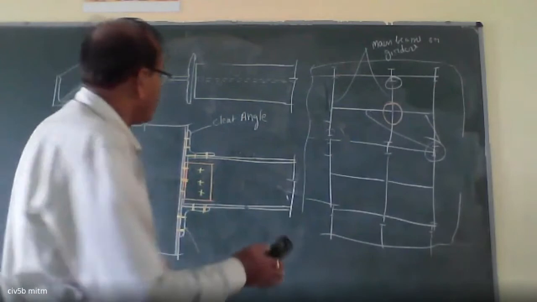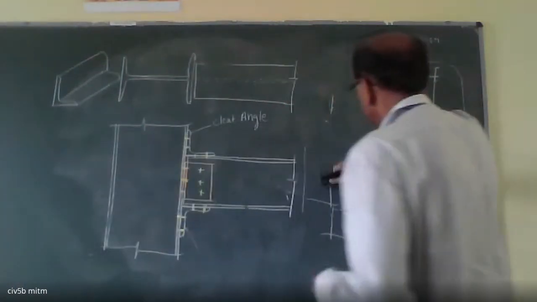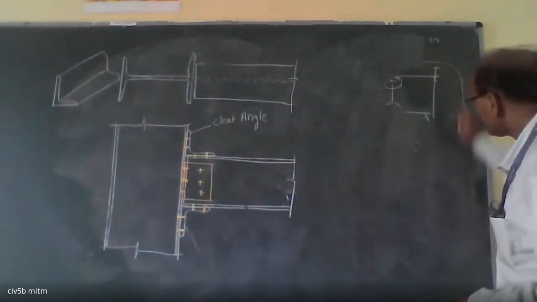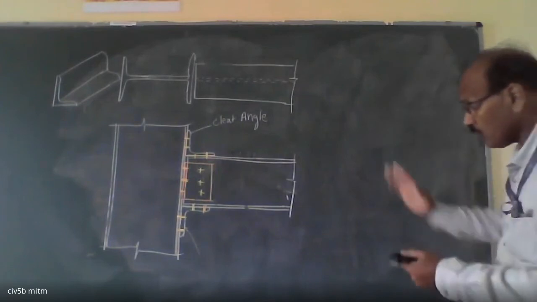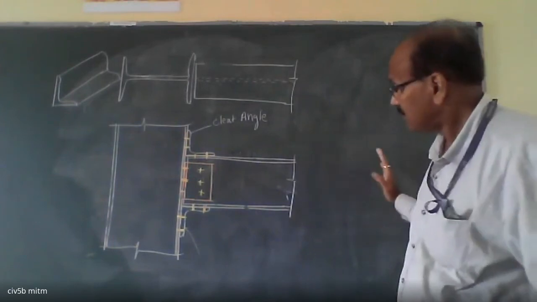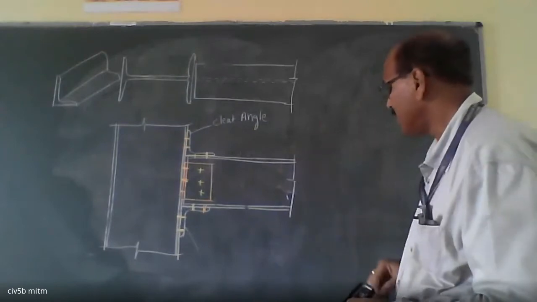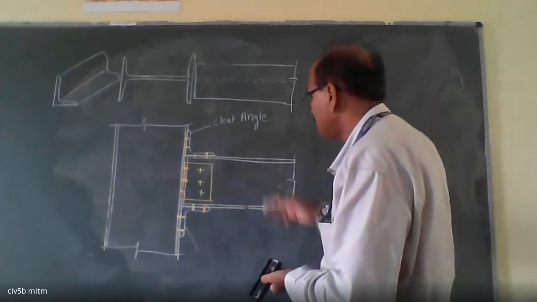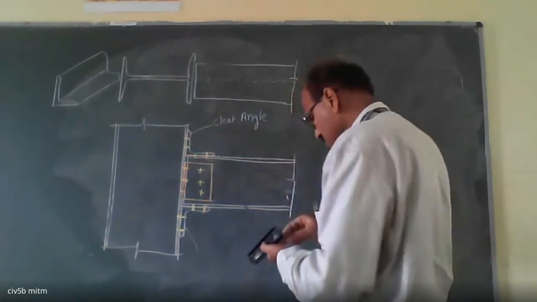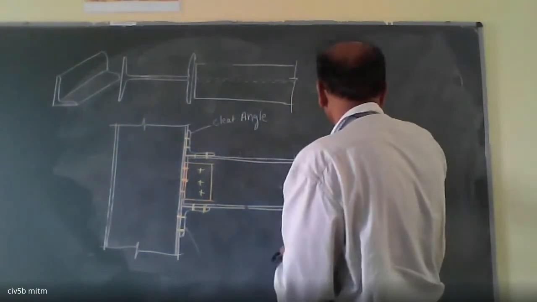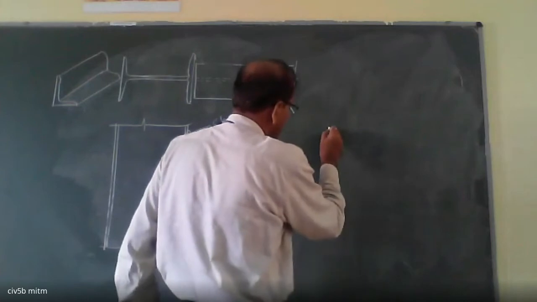Okay? Next, the same figure, if you look from this side, so what are you going to see? How you are going to see the figure? So the way you are going to see this figure is you are going to see the flange of this column like this.